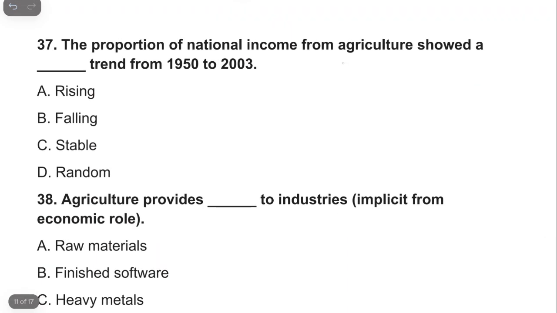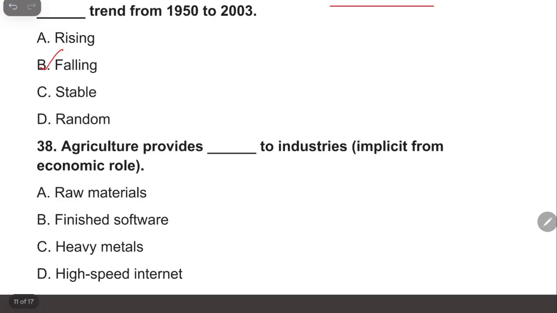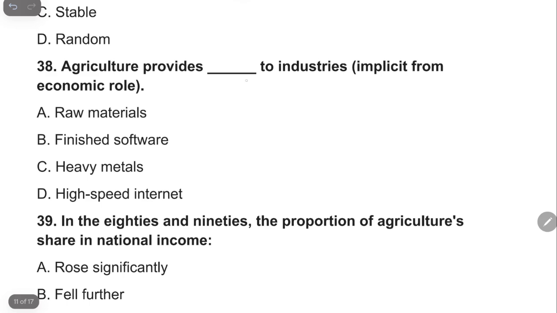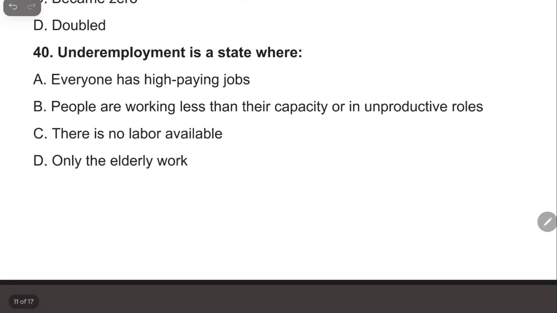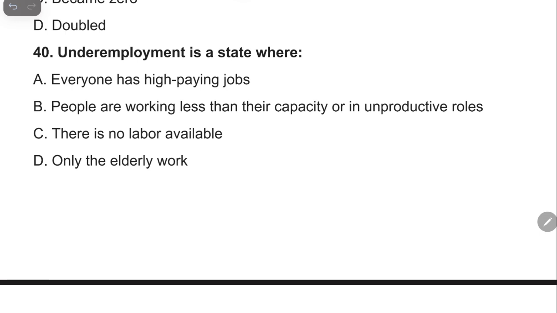The proportion of our national income from agriculture showed a dash trend from 1950 to 2003. கொஞ்சம் falling தான். Agriculture provides dash to the industries, raw materials. In the 80s and 90s, the proportion of agricultural share in Indian income மறுபடியும் விழுந்தது, fell further. Underemployment is a state where, so underemployment னா என்ன? People working less than capacity. நம்மளோட கெப்பாசிட்டியை விட கம்மியாக ஒர்க் பண்ணுறது.